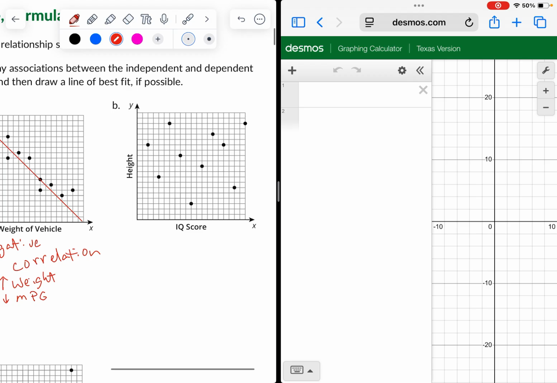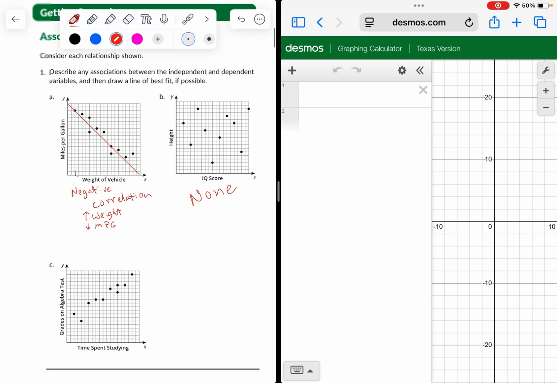Okay, letter B does not look to me like there is any correlation between somebody's IQ score, which is a test that measures intelligence, and their height. So it doesn't matter whether you're short or tall. Some people have lower intelligence. Some people have higher intelligence. So I don't see any correlation. I'm going to say there's none there. I can't really draw a line there.